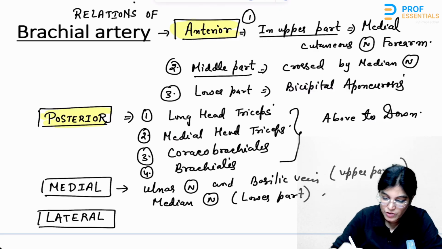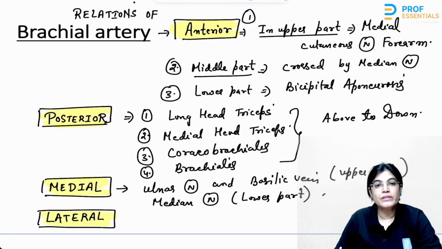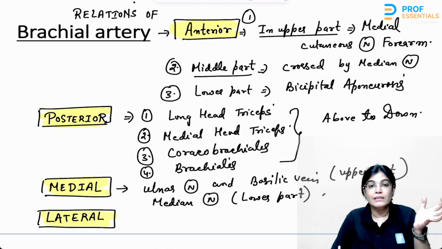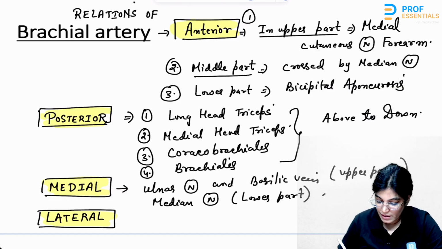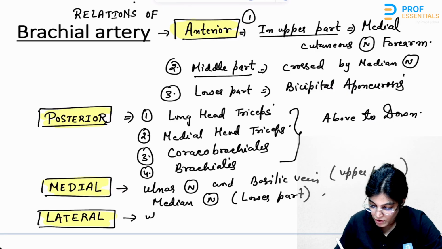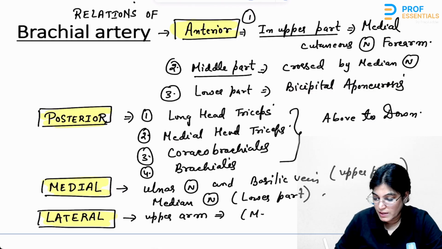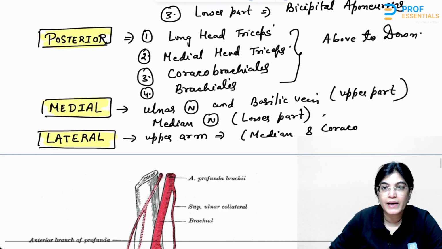What lies in the lateral relation of brachial artery? Laterally, median nerve is lying on the lateral side of the brachial artery in the upper part. So in the upper part of arm, on the lateral side, it is having median nerve and coracobrachialis muscle.